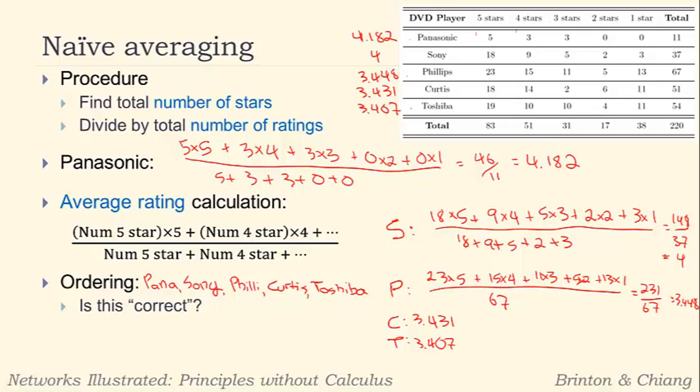So the question, though, is this the correct ordering? The reason we can really ask that is that the Panasonic has the smallest number of reviews. It has the highest average rating, but it also has only 11 reviews, as opposed to the other ones, which have 37, 67, and so forth. So the question is, can we really trust this average rating of the Panasonic? And should we try to factor the population size into each of these computations, in order to leverage the fact that there's a different number of reviews in each case? We'll look at that next.